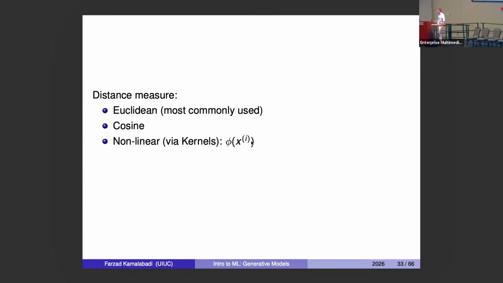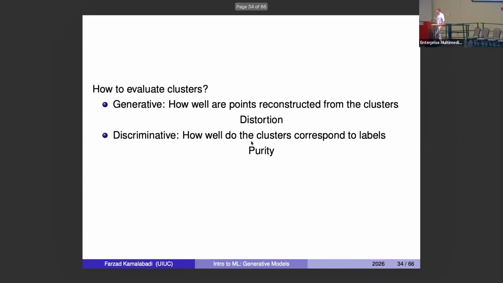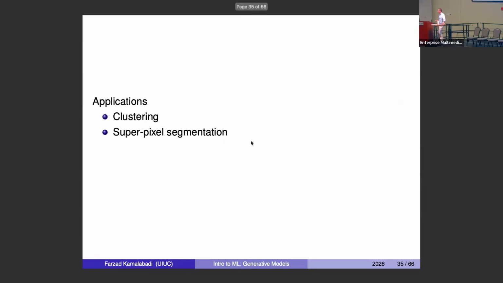I won't talk about the different distance measures or how you set up the optimization problem, but I already mentioned that you can use kernels, depending on the feature space from which the data is drawn. So how do we evaluate these clusters? The generative approach is basically you ask how well points are reconstructed from the clusters. That's the notion of distortion. You have the clusters and you want to see how well you can generate. The discriminative approach asks how well the clusters correspond to labels. You already have the labels, and once you've done your clustering, did you get the right labels? That is known as purity.